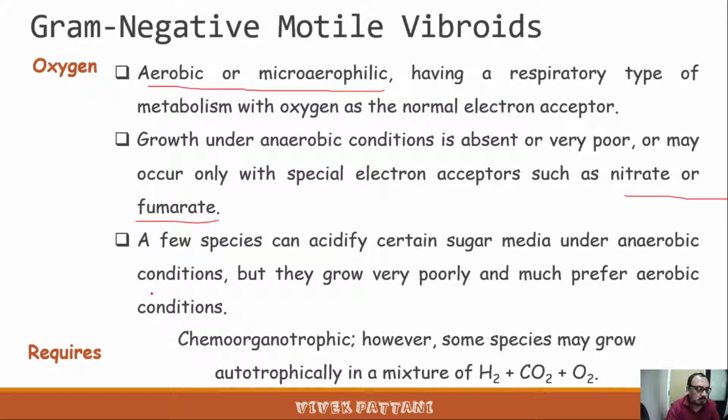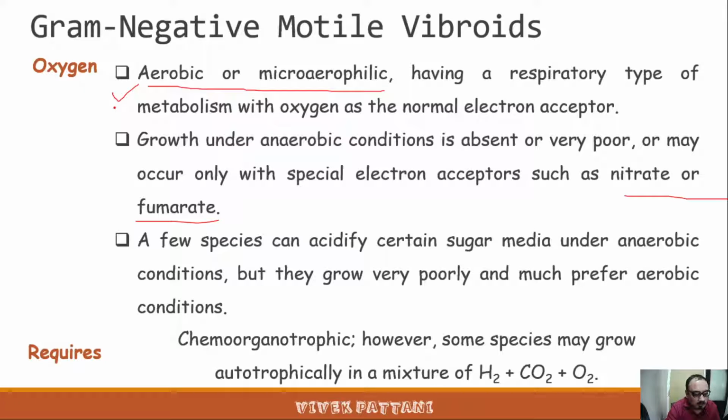As we discussed during our Bergey's manual, I told you that besides oxygen, various other compounds, even organic compounds, can be used as an electron acceptor. So in this case, the specialty is they are able to use nitrate or fumarate for the purpose of their respiration. And few species can acidify sugar media under anaerobic conditions but grow very poorly and prefer aerobic conditions, as they prefer the aerobic mode of respiration.